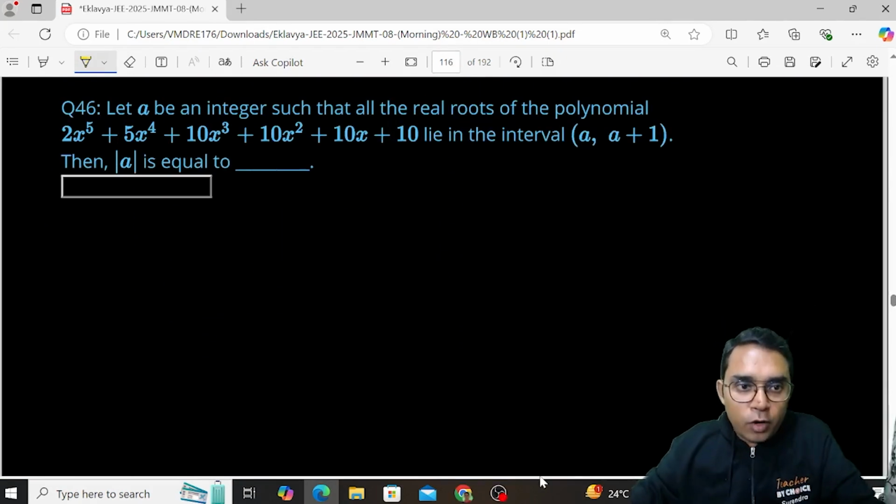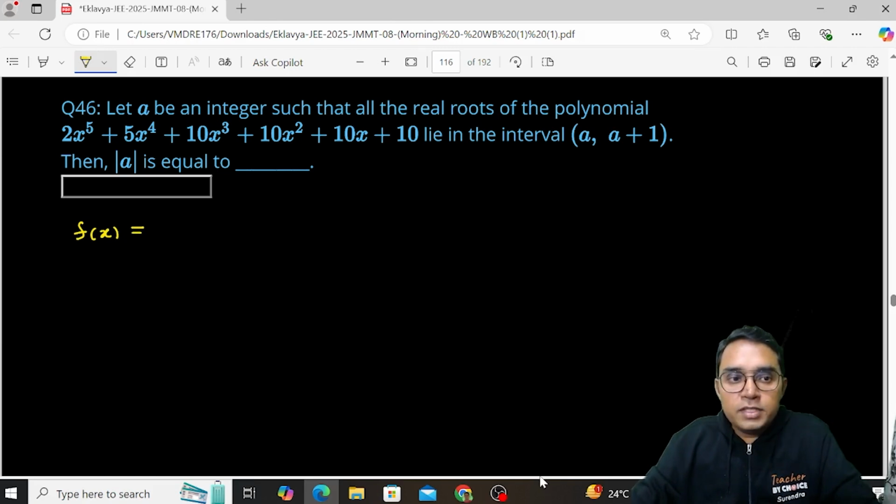Now coming to question number 46, we have to find mod A if roots of this 5 degree equation lie in the interval a comma a plus 1. Now because it's a 5 degree polynomial, it has to have at least one real root. But what will be this real root? Let us try to understand. One thing is very clear, because all coefficients are positive, it cannot have a positive root. It has to have a negative real root.